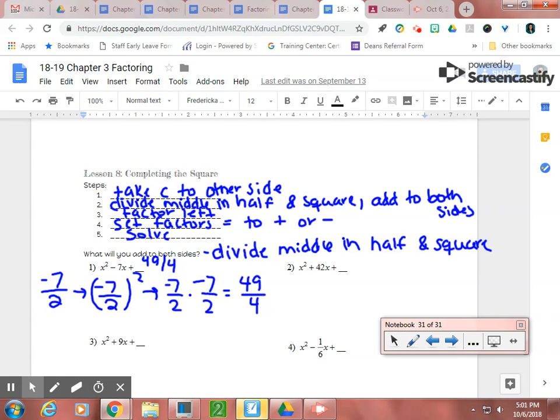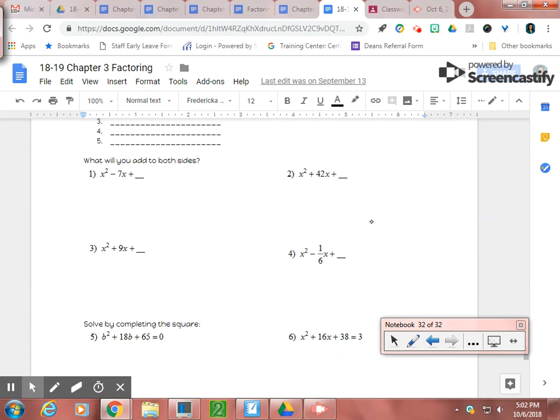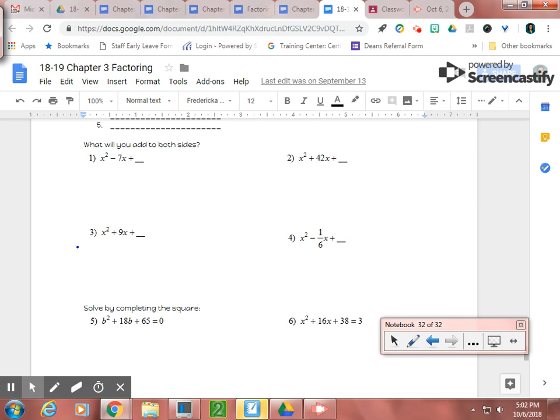So this one's a little bit nicer. The next one, you're taking 42 and dividing it by 2. Well, 42 divided by 2 is 21. Then you're going to take 21 and square it, and 21 squared is 441. So you're going to add 441 to both sides. On number 3, taking your middle, 9, and dividing it by 2, which is 9 halves. Then you square 9 halves, which is 9 halves times 9 halves, which is 81 fourths. And that's what you're going to add.